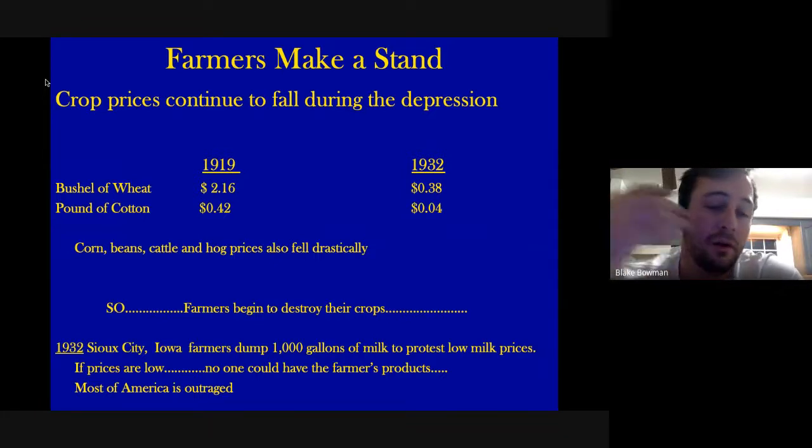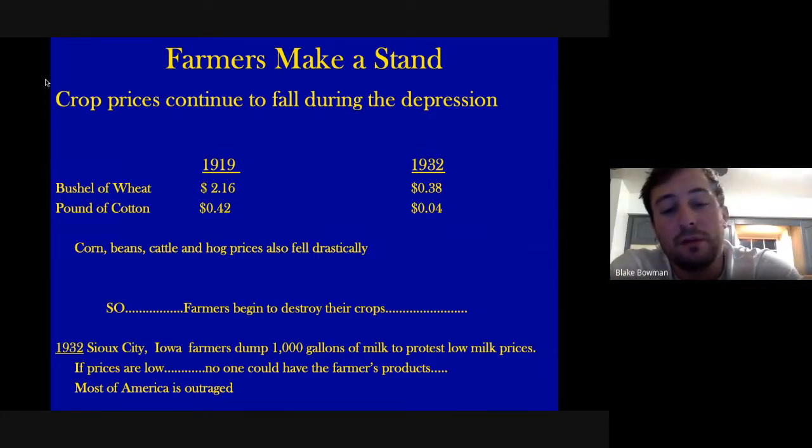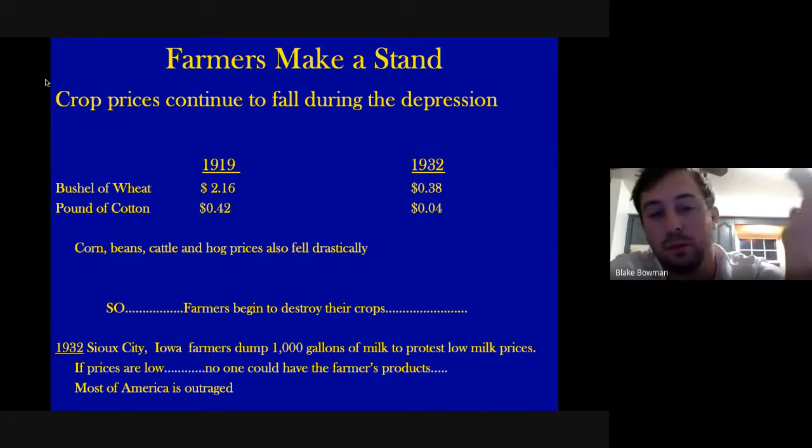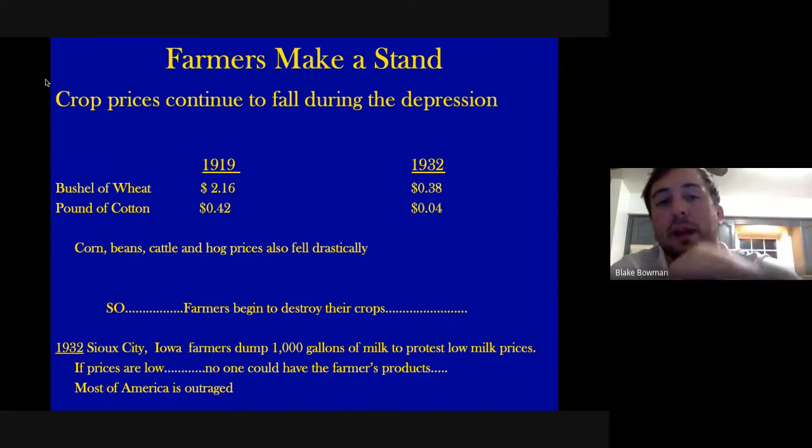So you saw a lot of farm foreclosures, especially in the Midwest of the United States, and obviously in the South, because these farmers had no way of paying back their loans. Because for so long, since World War One, the government was telling them to produce as much as possible, buy as much land, and buy many tractors and equipment to help with our war supply.